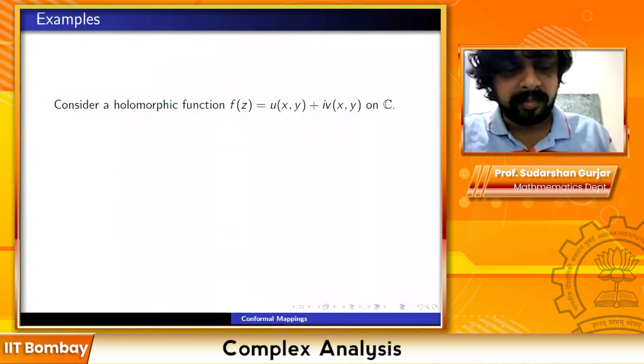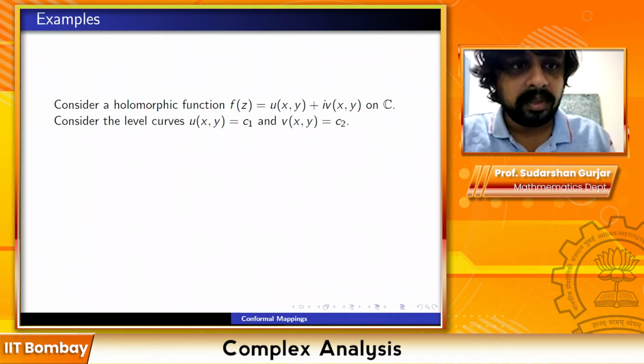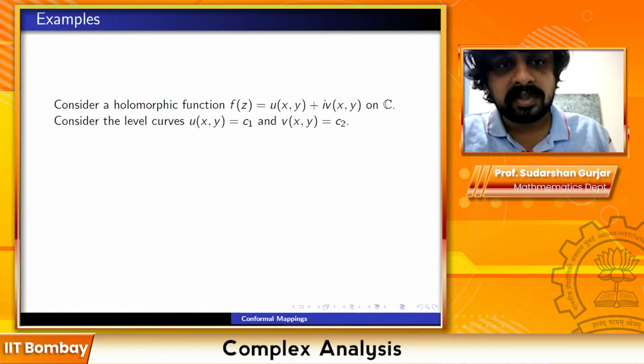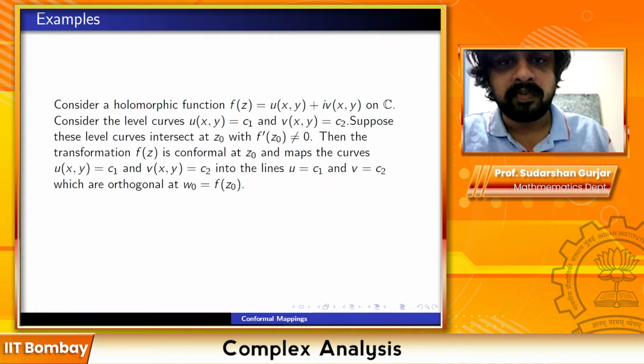So let's take another example. Just consider any holomorphic function f(z) equal to u(x,y) plus i v(x,y) on the complex plane. And consider the level curves u(x,y) equal to c1 and v(x,y) equal to c2. Suppose these level curves intersect at z0 with f prime of z0 not equal to 0.